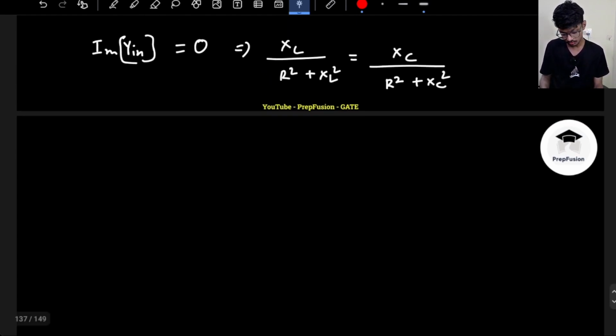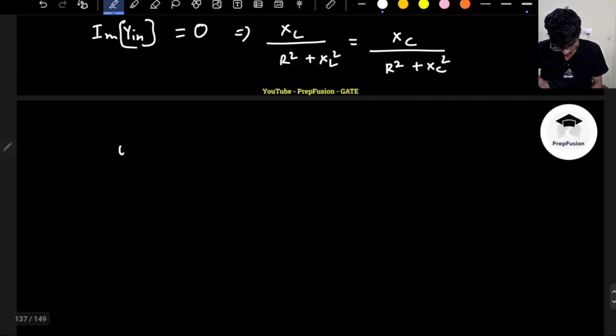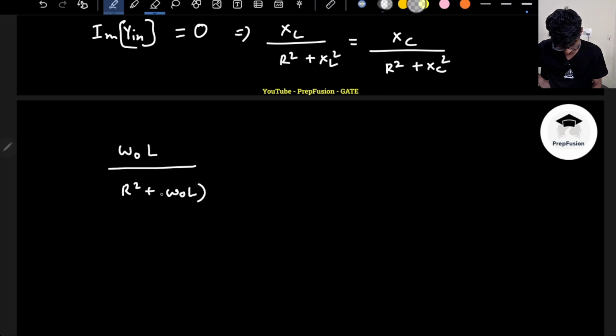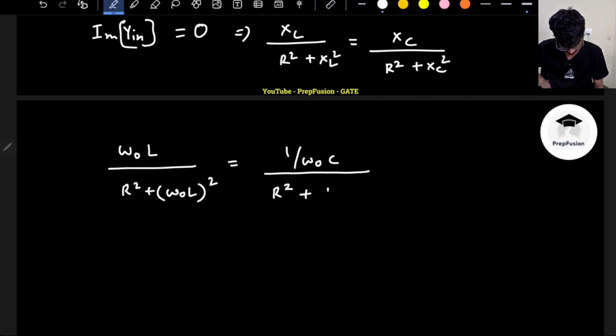From here, XL is omega naught L, because I have to find the resonant frequency. My R is not varying, R is fixed. So this is R square plus omega L whole square, and this will be 1 by omega naught C divided by R square plus 1 by omega naught C whole square.